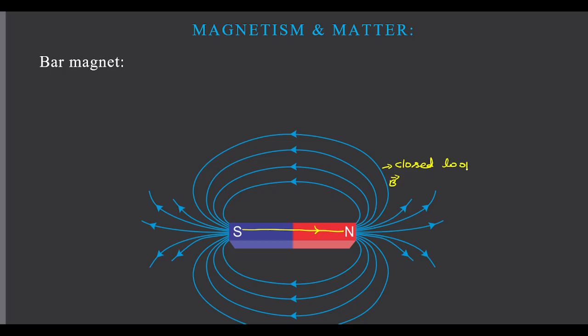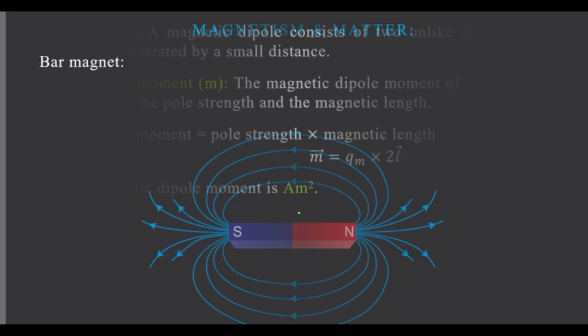loops. Here we have the magnetic length. Actually we consider the bar magnet as a dipole, whose length we consider as 2L. It is not the actual length, it is around 80% of the actual length. Total length is L, but the dipole length is around 2L. It has two poles. It has magnetic dipole moment also, represented by small m or capital M.